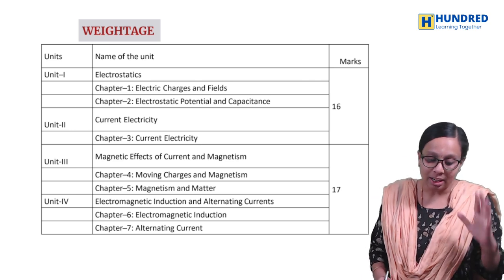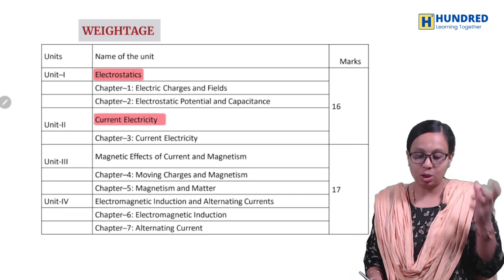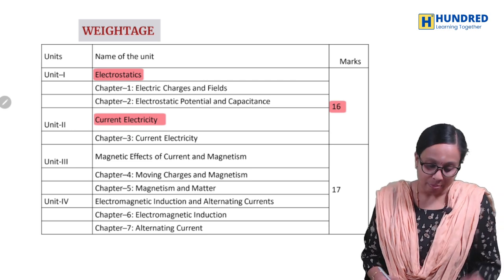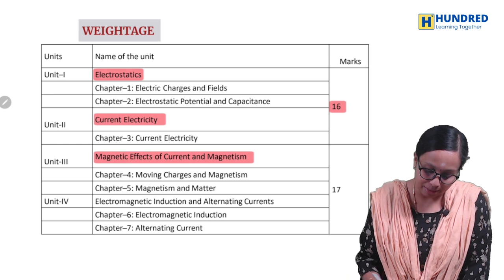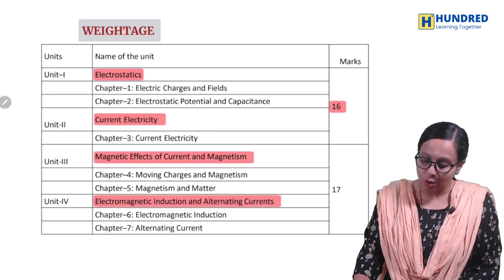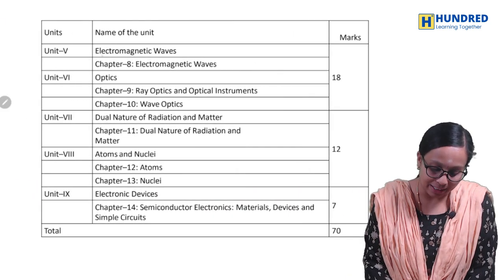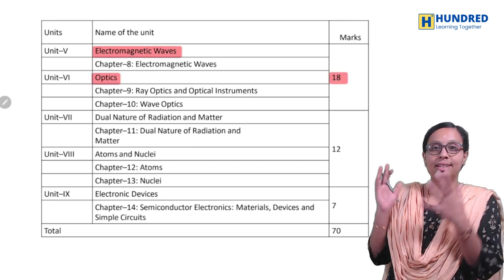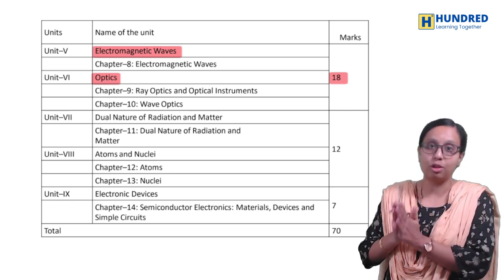Okay. So here, unit 1, we have electrostatics, and unit 2, current electricity. Together, the marks asked are 16. Then we have the third unit, magnetic effects of current and magnetism, and the fourth unit, electromagnetic induction and alternating currents. You'll get 17 marks from these units. Then we have electromagnetic waves and optics, 18 marks. This is the highest weightage chapter, so you'll have to go through all the diagrams and practice the numericals from this chapter.